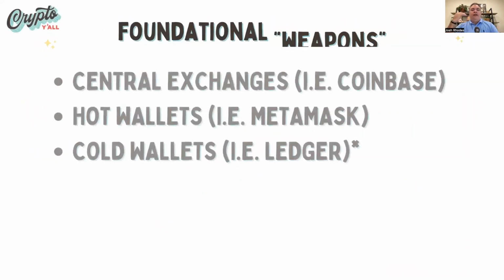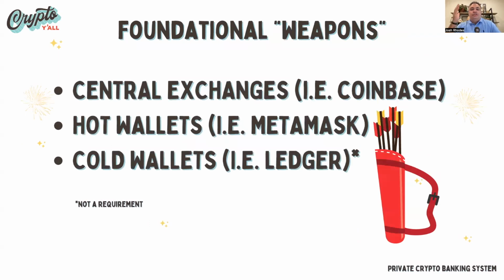So you need your foundational weapons. Your central exchange, that'd be like a Coinbase or a Binance US or Gemini or crypto.com. You need a hot wallet like MetaMask. You can go to metamask.io, and it's a Google Chrome browser. It's super free. And ultimately, you need a cold wallet. I use a Ledger, ledger.com, not an endorsement, and it's not a requirement, but it's a great offline storage device. Let me dive into these a little bit more in detail.